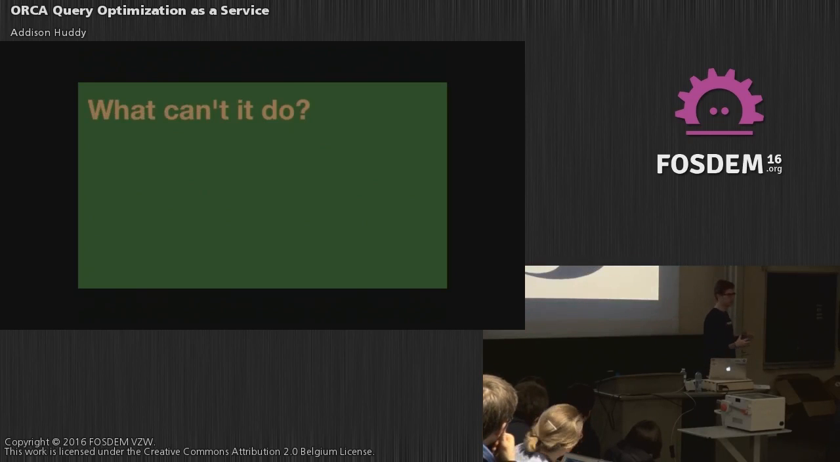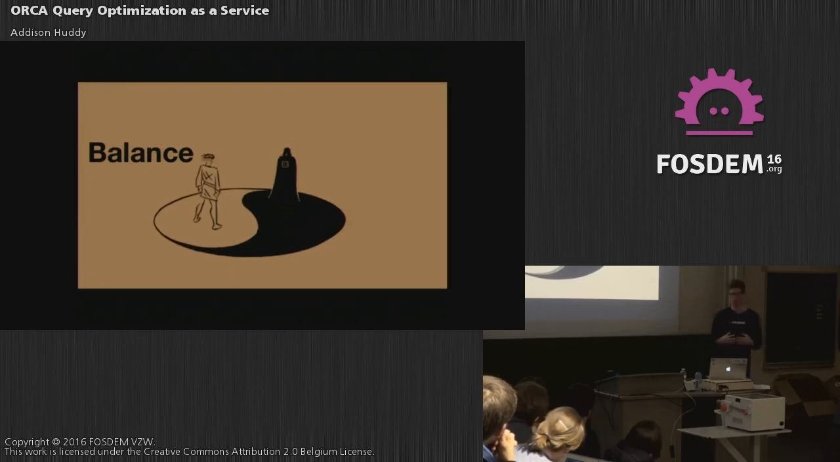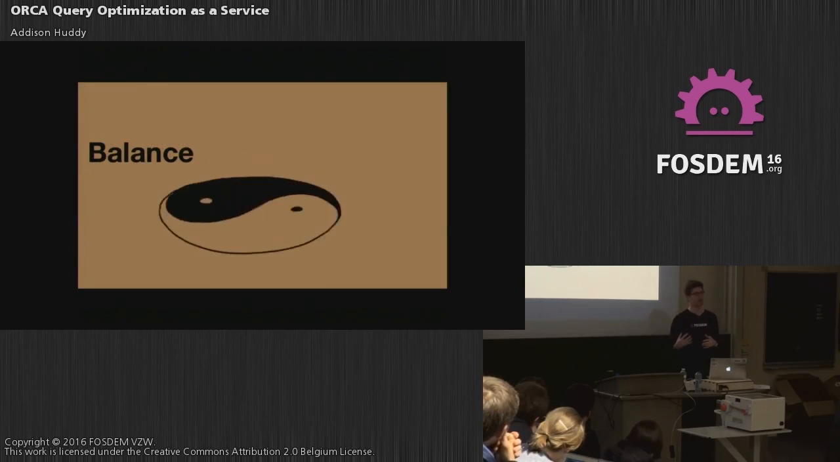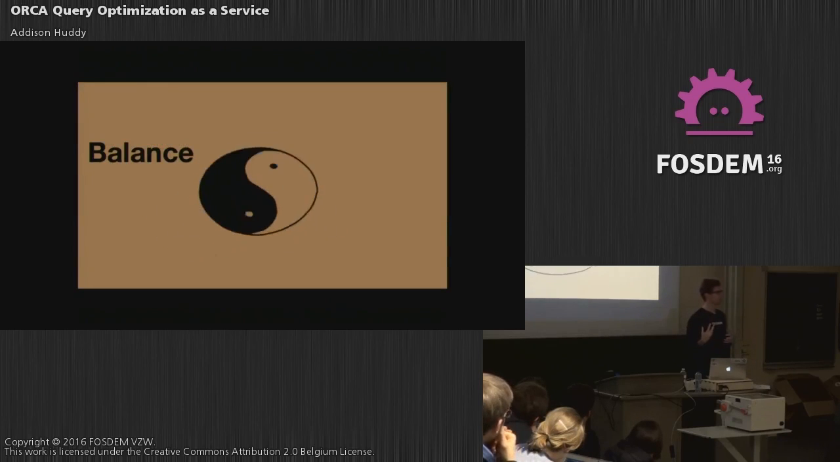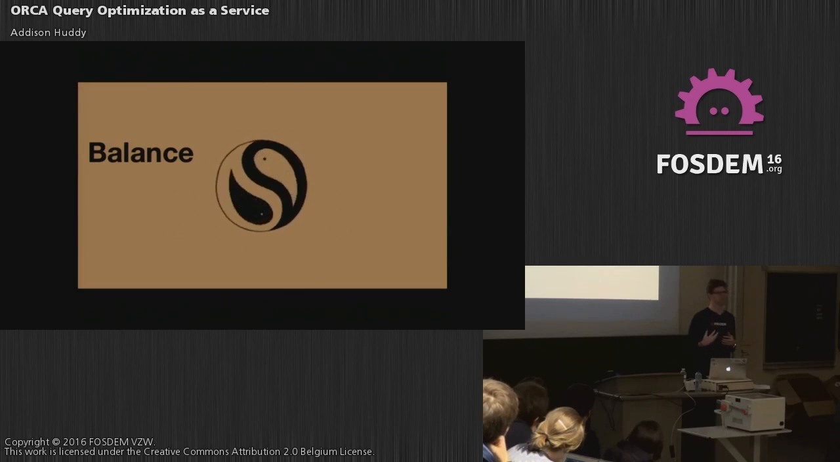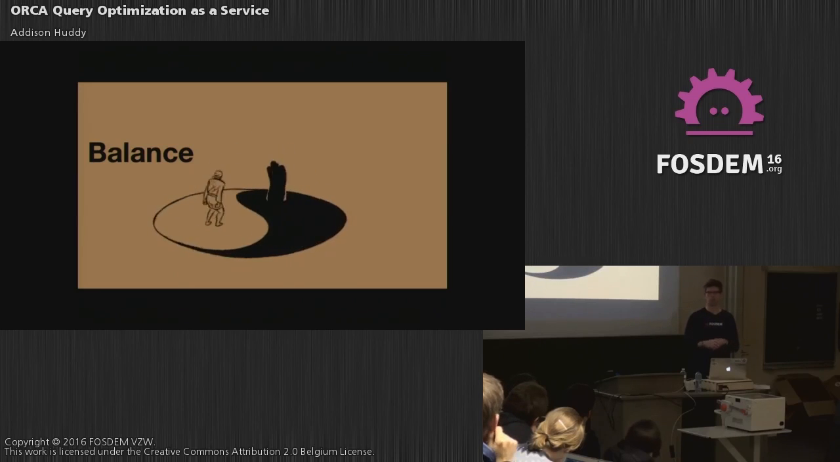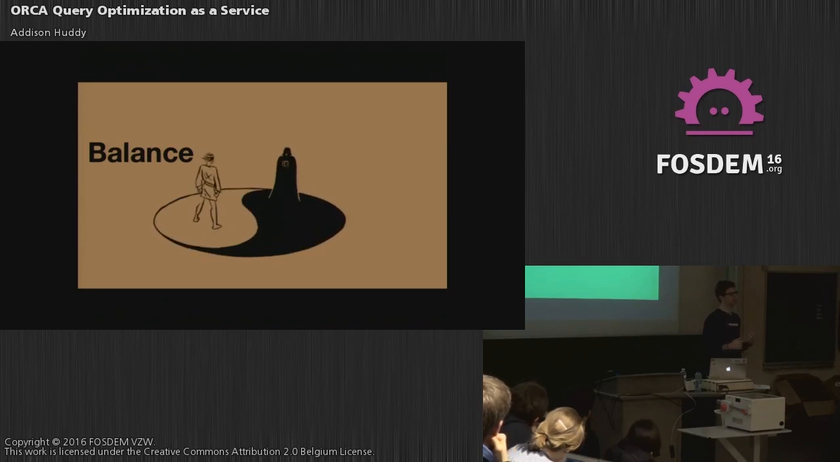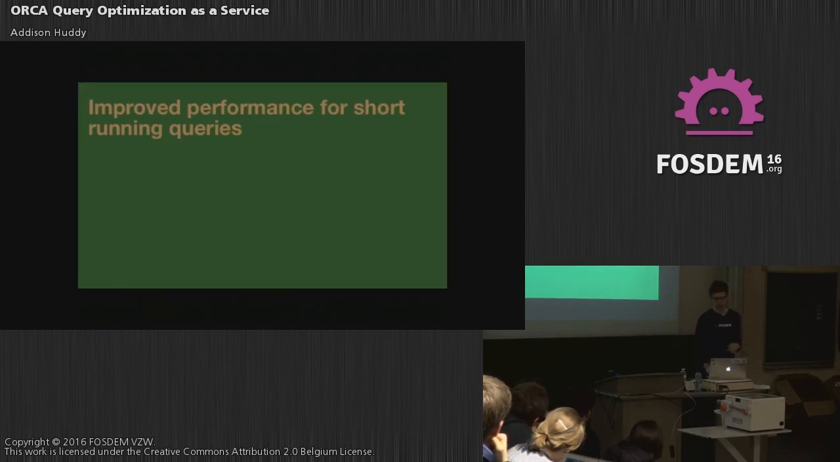So what can it do? It can't do a lot. We're working on it. Building a query optimizer, it turns out, is a lot like life. It's about finding balance. Right now, it does a really good job at these long-running TPC-DS queries, big analytical queries. But right now we're trying to figure out how to improve it for short-running queries, and we're doing a pretty good job at it.